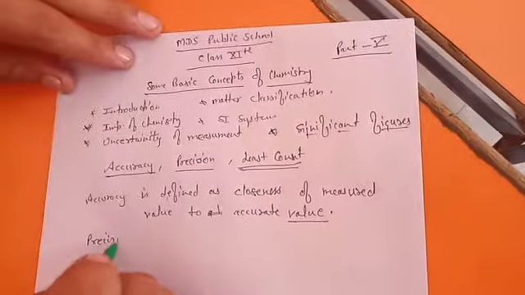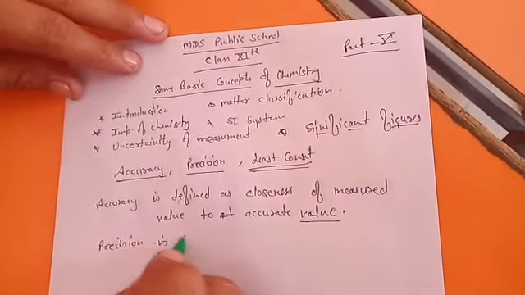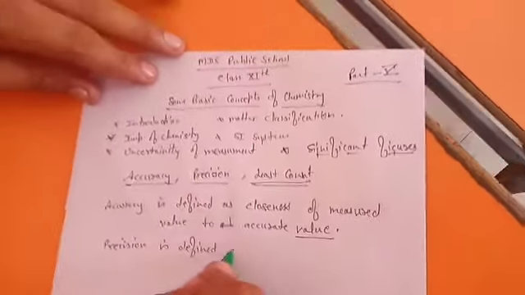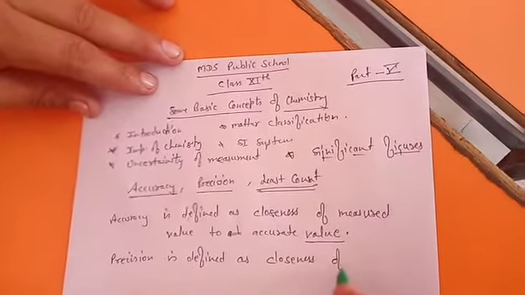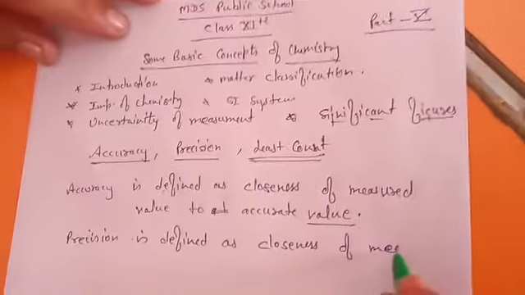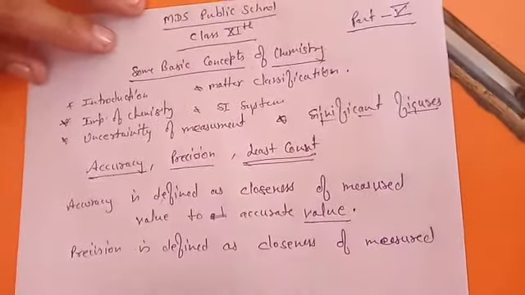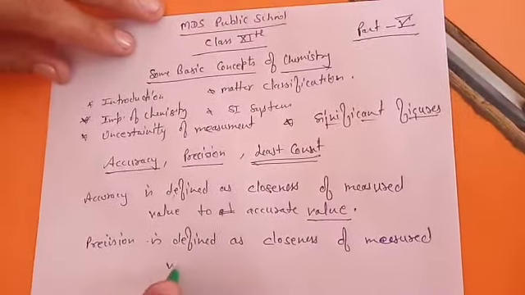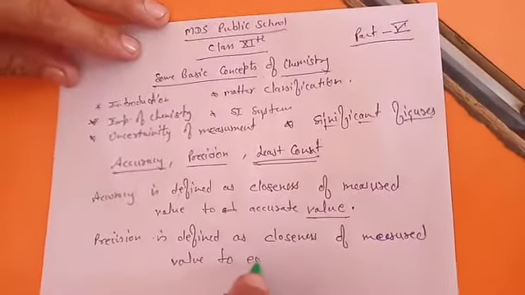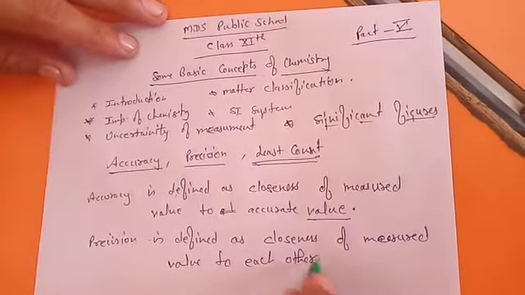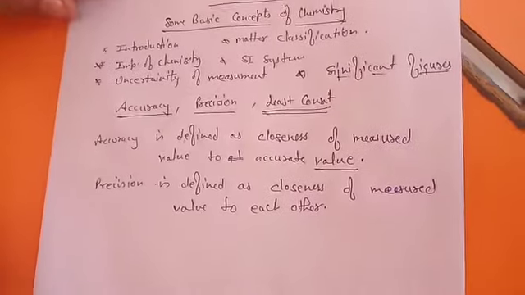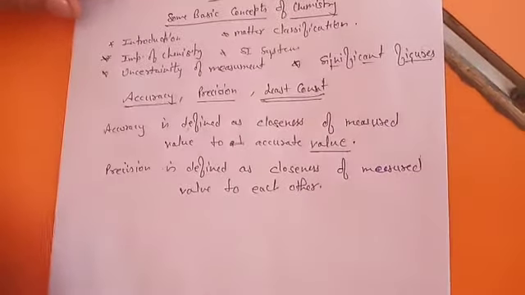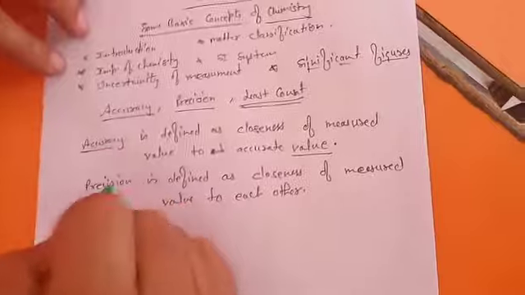Precision. What is precision? Precision is defined as the closeness of measured values to each other. Measured value is the same thing which you have measured. Each other means the different measurements you have done, how close they are to each other. Let me explain with an example, and both words will become more understandable.